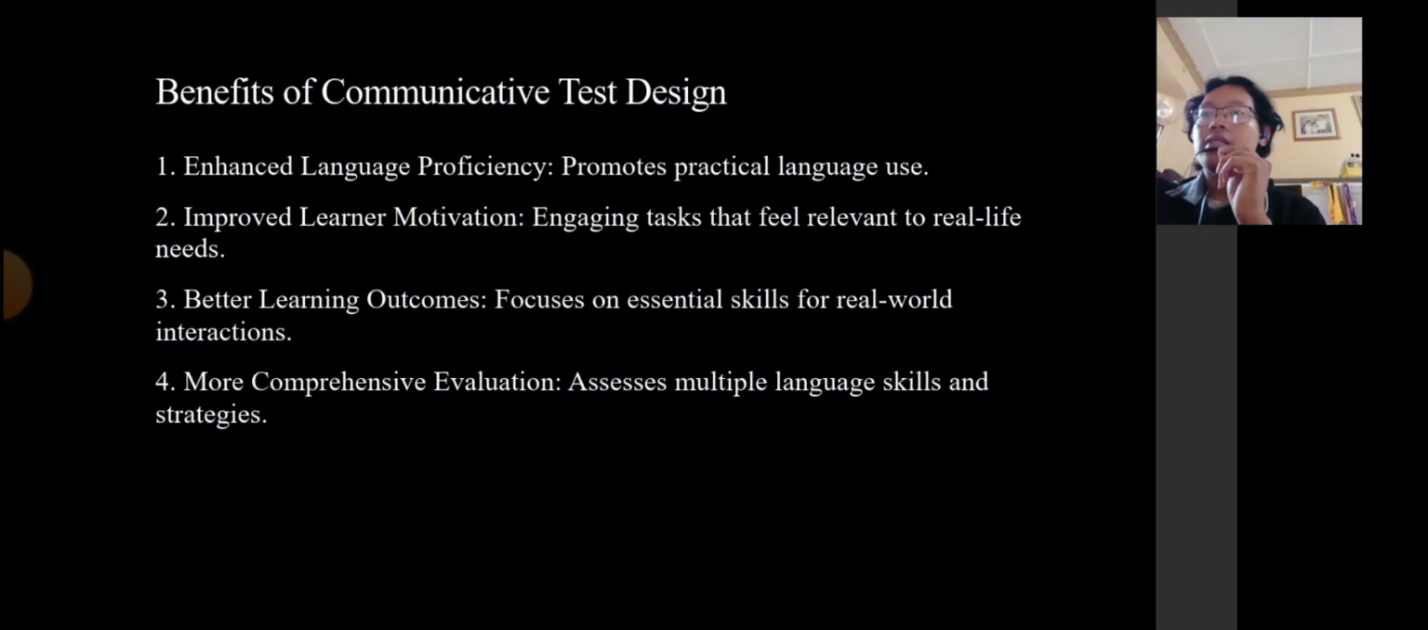And then the next is better learning outcomes. This approach assesses skills that learners can directly apply, leading to more effective language learning. And then the last, more comprehensive evaluation. Communicative tests evaluate multiple dimensions, such as speaking, listening, and interaction, offering a fuller picture of language ability.